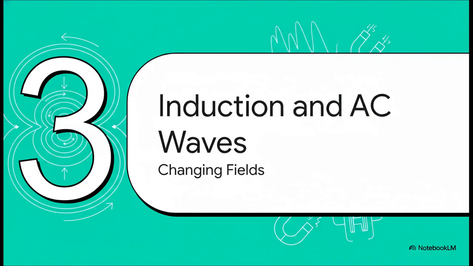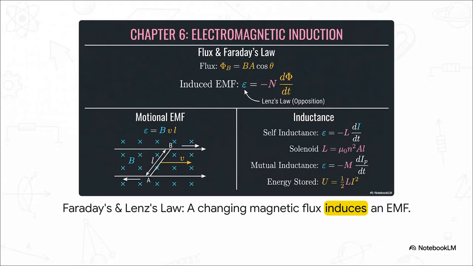Let's move on to part 3. So far we've seen that a moving charge creates a magnetic field. But is the reverse possible? Can a changing magnetic field create a current? Well, let's find out in induction and AC waves. And the answer is a huge yes.